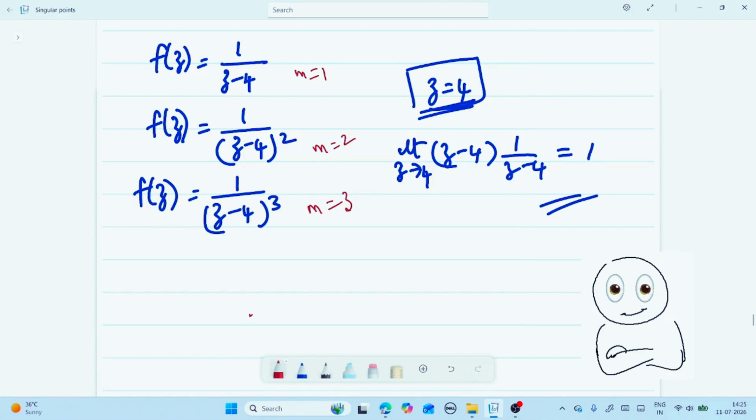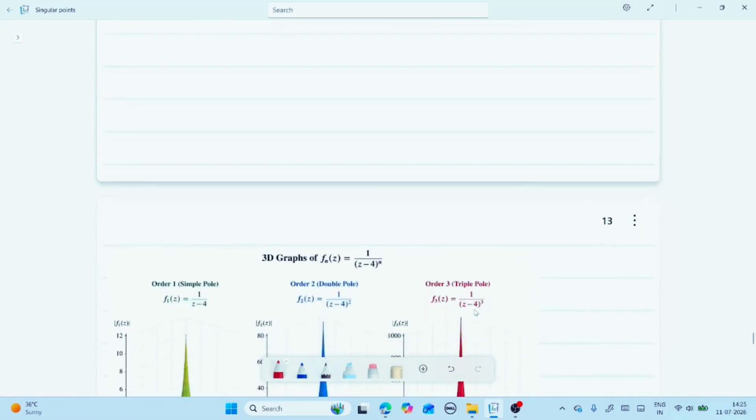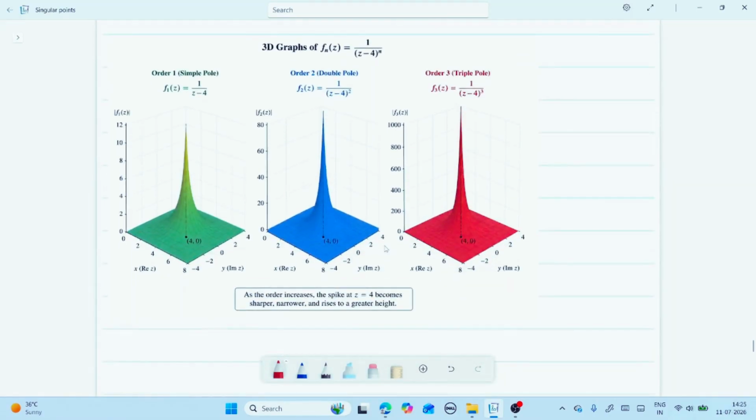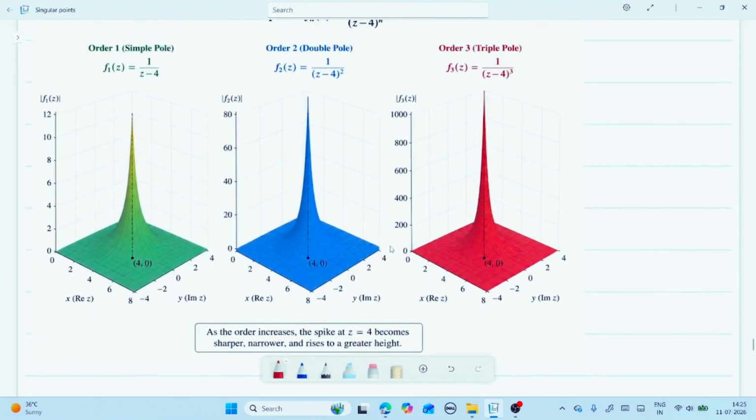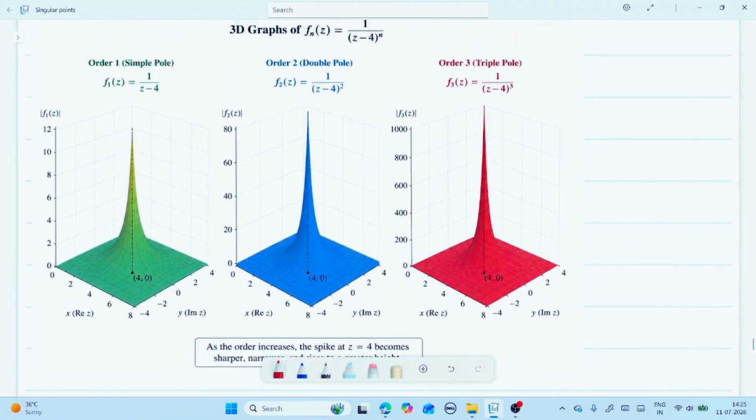That can be visualized from the graph below. Just look into this graph. I hope it is clear and visible. Okay, in the first graph, you can see that is for 1 by z minus 4. The second is for 1 by z minus 4 the whole square, and the third is for 1 by z minus 4 the whole cube.